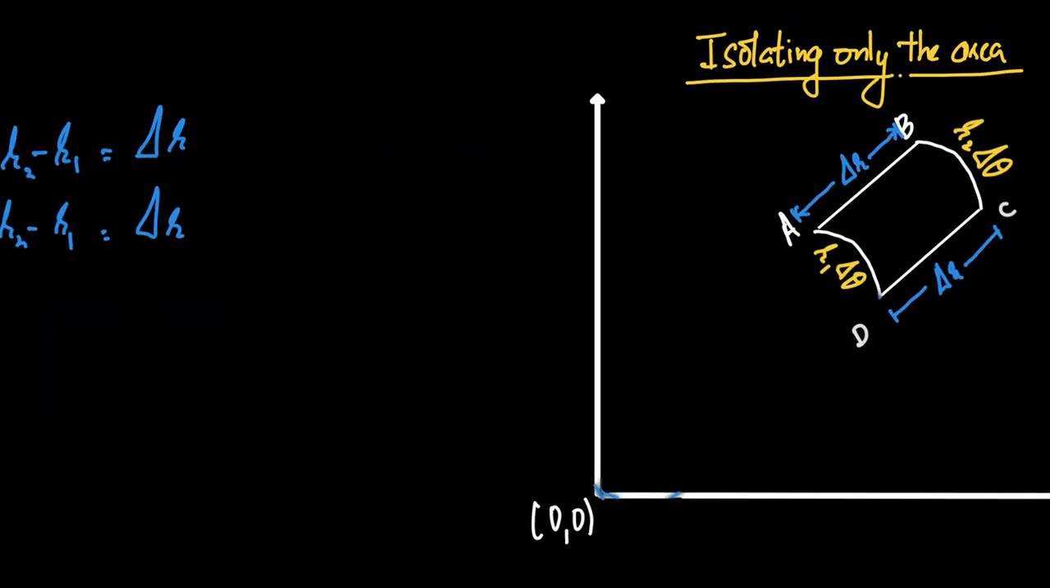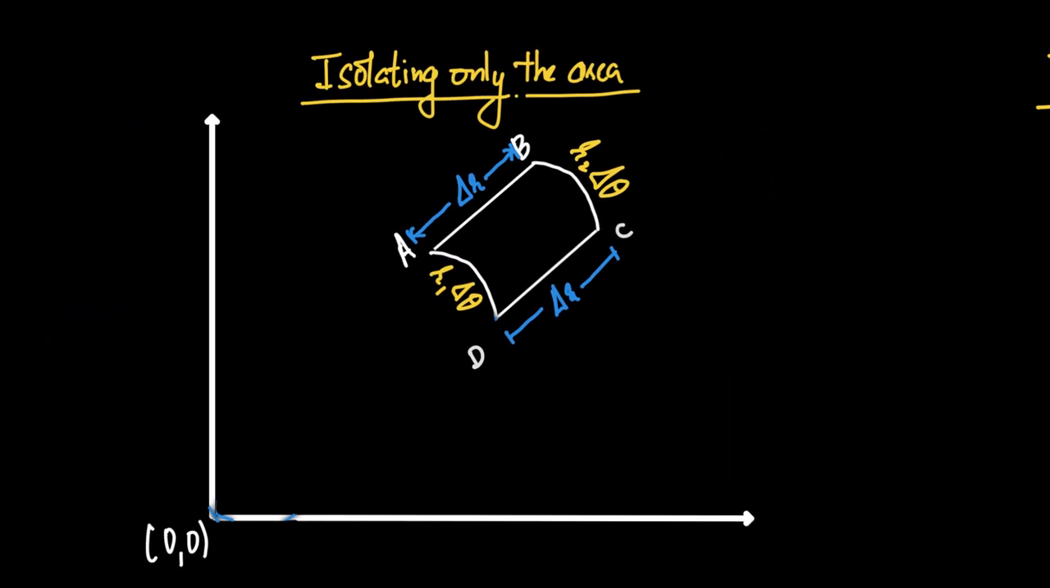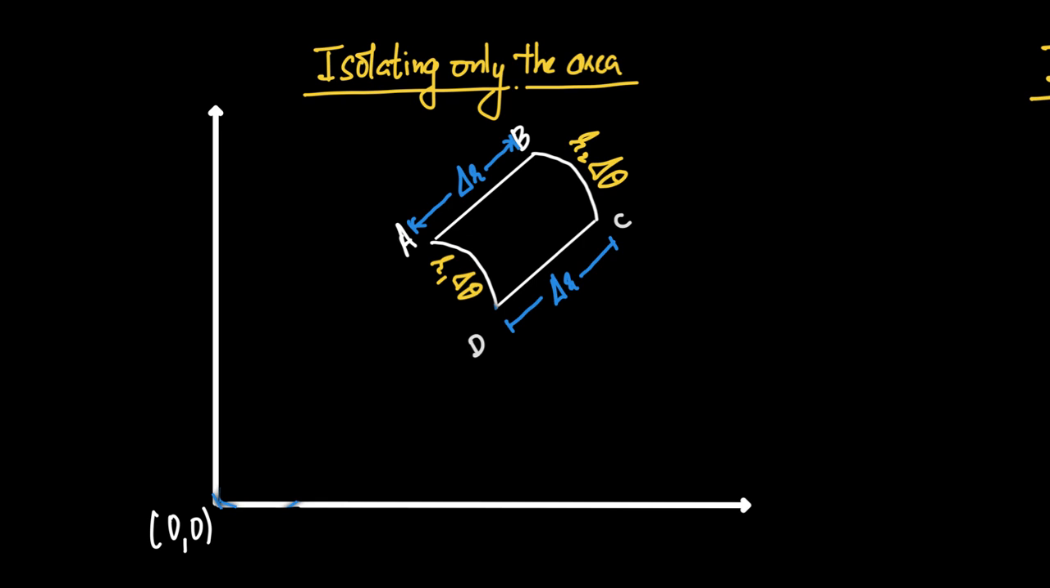Now let us bring all these measurements into one diagram. So we have a diagram of an isolated area wherein AB and DC are equal to delta R, the arc length AD is R1 delta theta, and arc length BC is R2 delta theta.